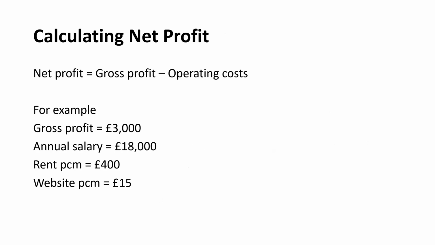And then we have net profit. So net profit is gross profit minus operating costs. So we're going to carry on from that previous example. The gross profit for that previous example was £3,000. And now we have some additional information about some operating costs. We have an annual salary to pay of £18,000, rent per calendar month of £400, and a website fee of £15 per calendar month.